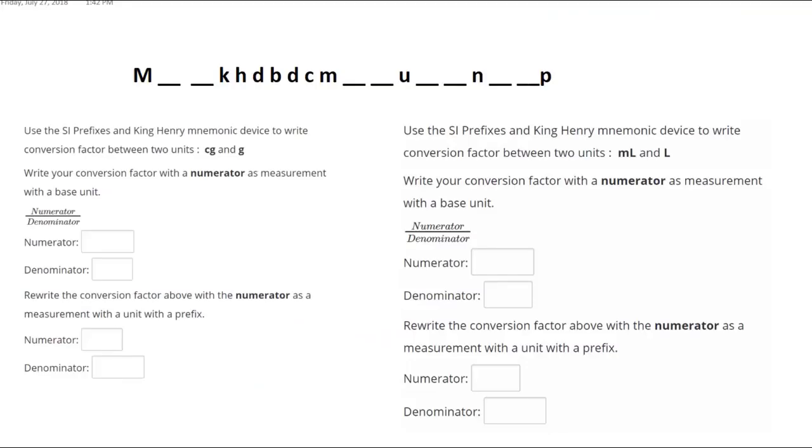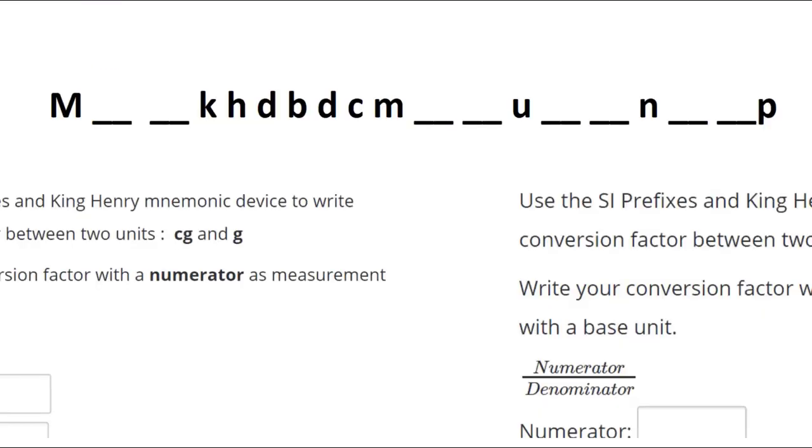In this lesson, we are going to use the SI prefixes and Mighty King Henry mnemonic device to write conversion factors between two units. Here I have the Mighty King Henry. I only wrote the first letters. Now let's go back and figure out the value of the prefixes for each of the letters. We are going to start with the base because base is the easiest one to memorize because it is 10 to the 0.